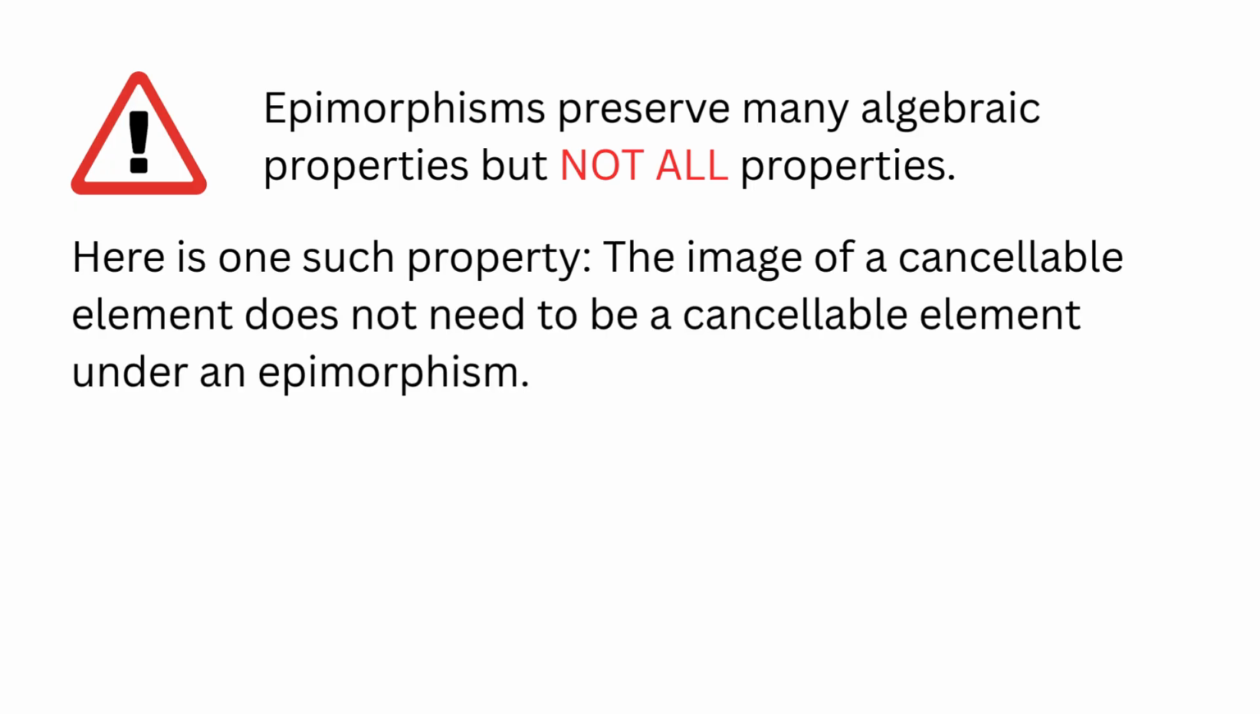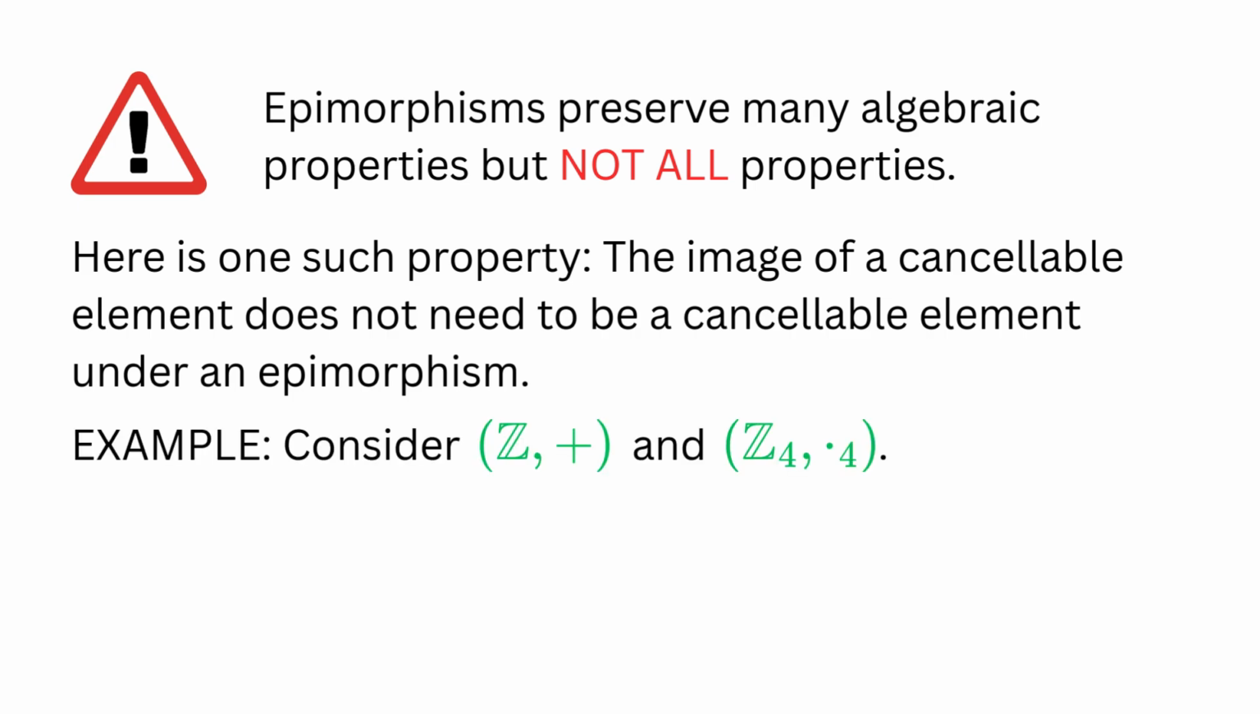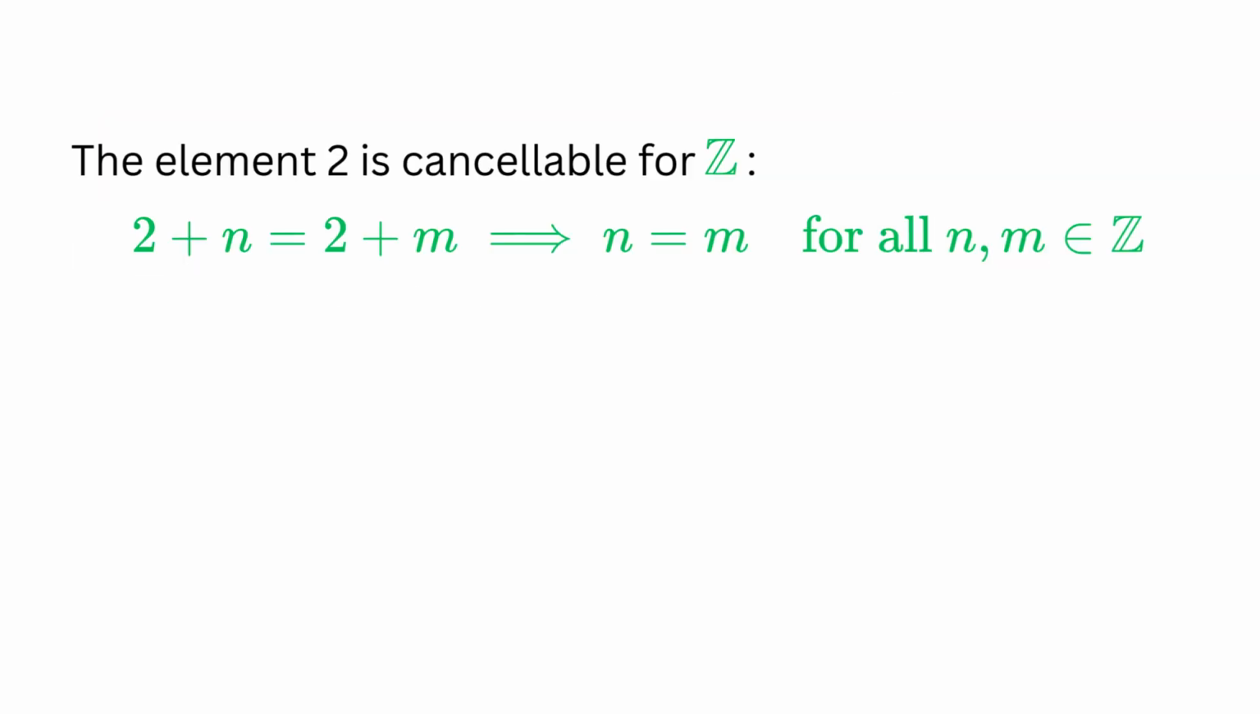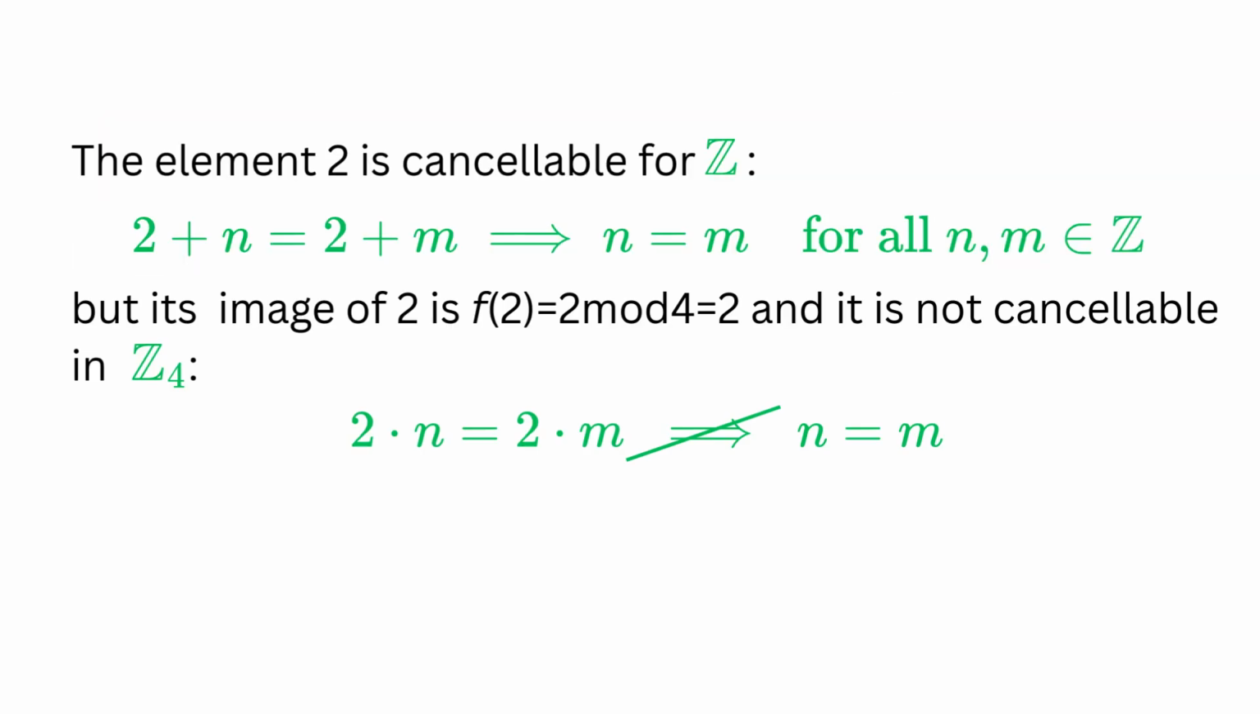Indeed, the image of a cancelable element under an epimorphism need not be cancelable. For example, consider the set of integers endowed with addition and the set Z4 with elements 0, 1, 2, and 3 endowed with multiplication modulo 4. The function from Z to Z4, which maps any integer n into the remainder of the division of n by 4, is an epimorphism. The number 2 is cancelable in the set of integers, but its image, which is also the number 2 in Z4, is not cancelable in Z4.